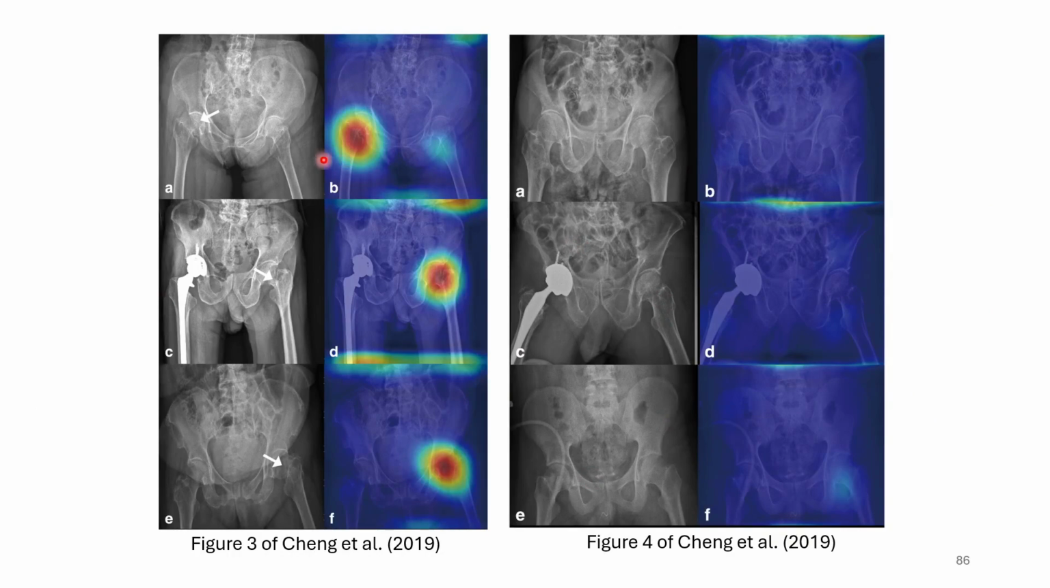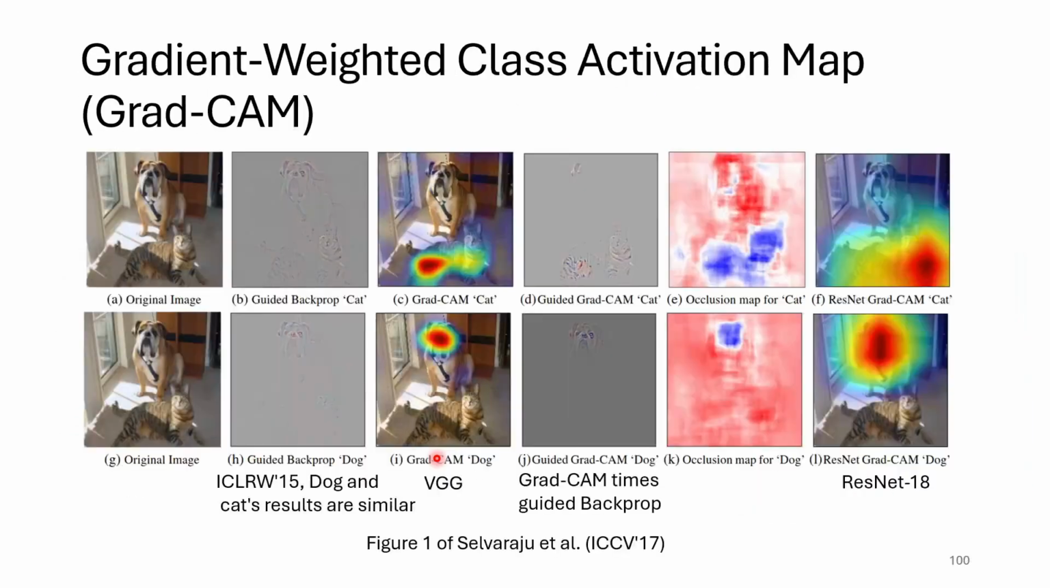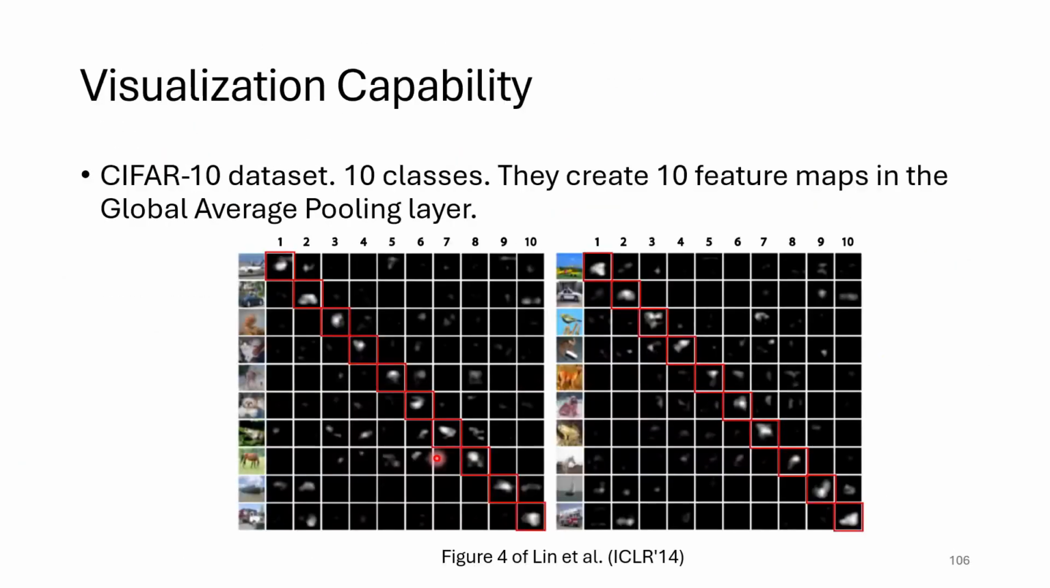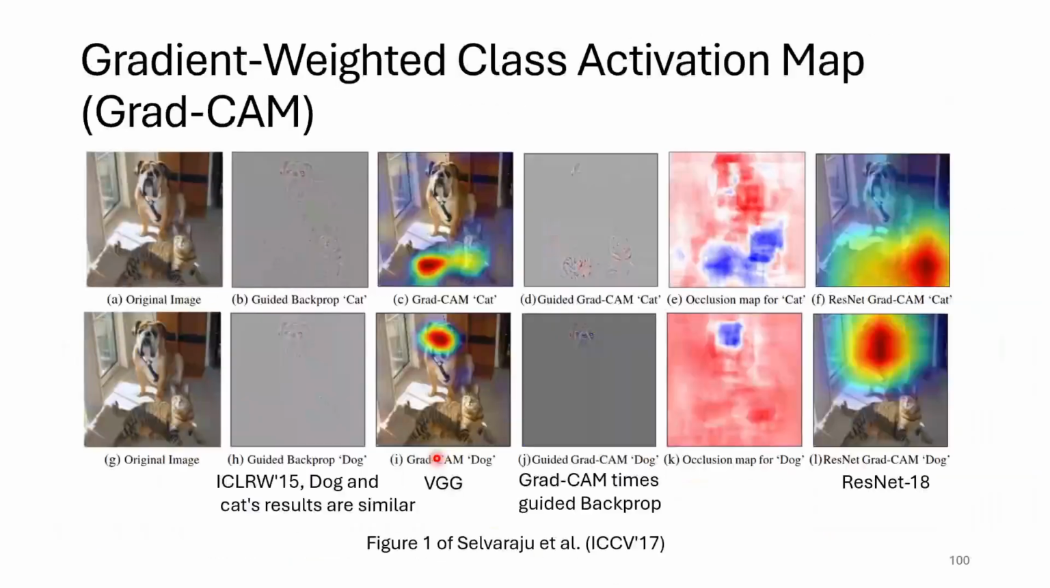in Dr. Chan's paper, they claim they use gradient to generate the heat map. But however, after reading this paper, I found some questions. I don't know how to answer that. The first is, because they use DenseNet, let's take a look at the architecture of DenseNet.